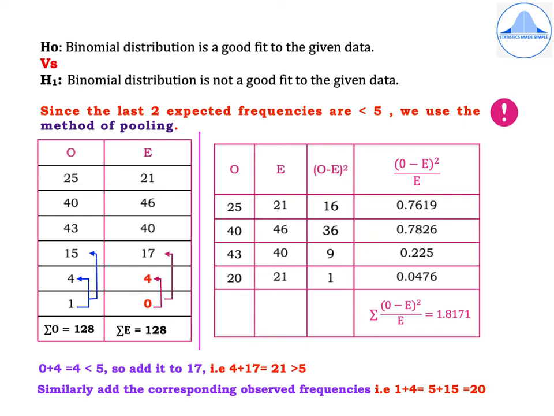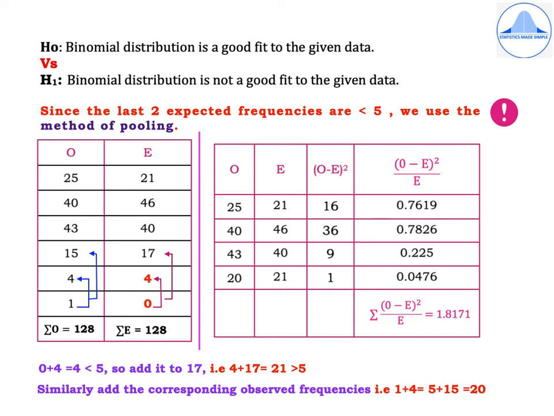Whatever we have done with the expected frequencies, the same procedure should be adopted for the observed frequencies, which are highlighted with the blue color arrows. So add 1 and 4 and you get 5. 5 plus 15 is 20.